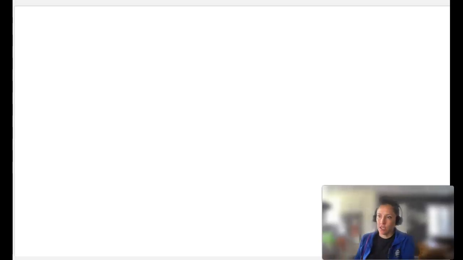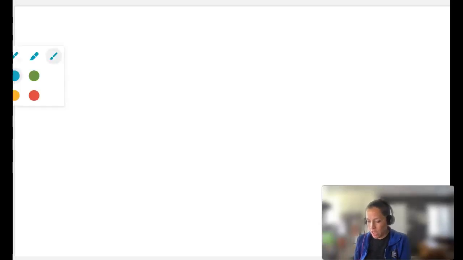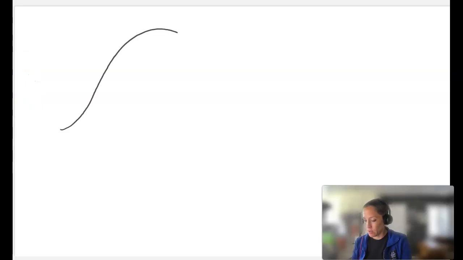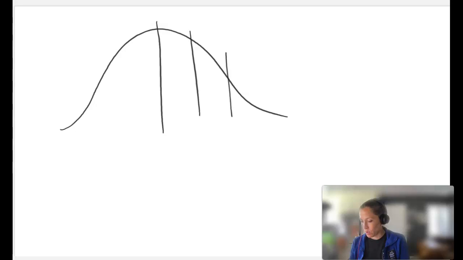All right, the solution to the kitten question is below, but if you want to see a walkthrough, I've got you covered. First thing we want to do is draw out our normal curve with those sort of separations for 1 standard deviation, 2 standard deviations, 3 standard deviations. So normal curve, line for the mean, 1, 2, 3, 1, 2, 3.